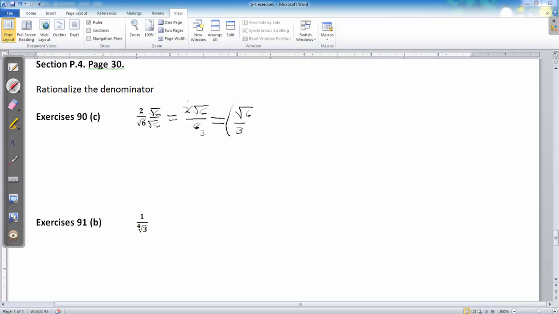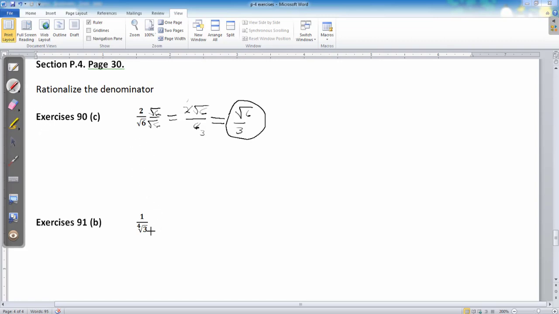And I have now rationalized the denominator. That's often a part of simplification as well, so keep that in mind when you're finishing up your problems. If you have roots on the denominator, you should think about trying to rationalize those fractions.